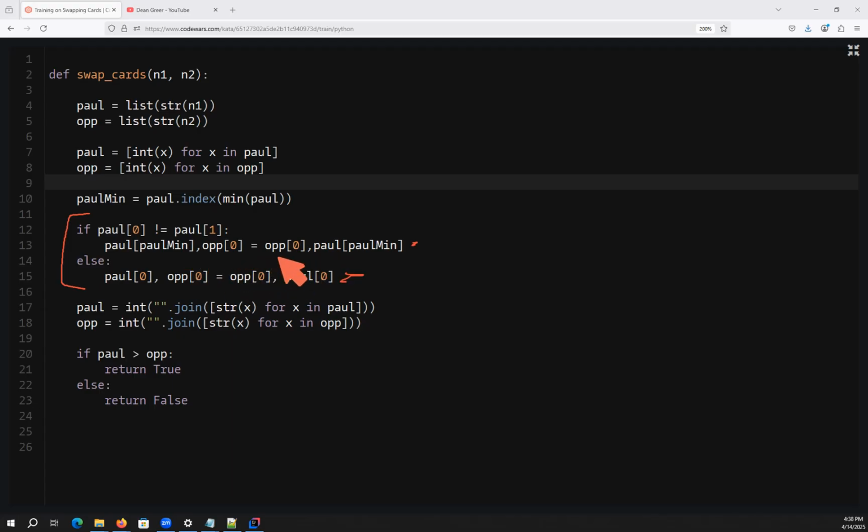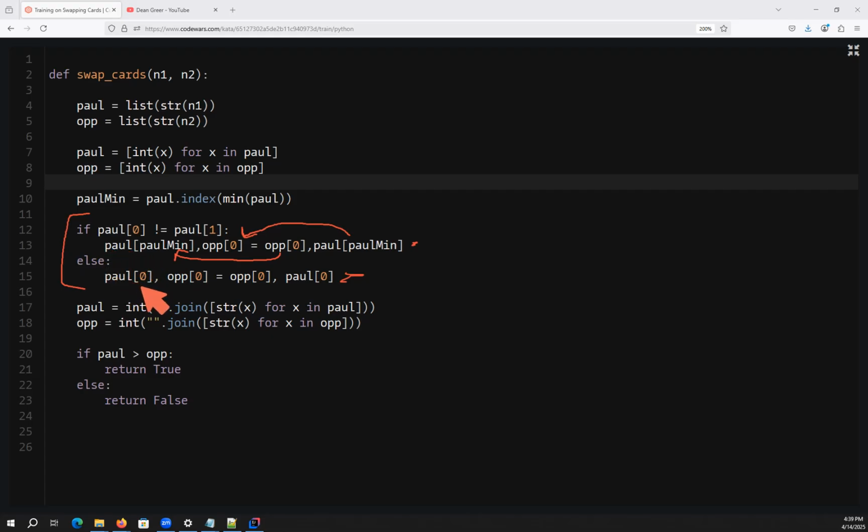And how this ends up being is the opponent's tens is going to go where Paul's minimum is, and then Paul's minimum is going to go into the opponent's tens. You're really just swapping these two values. So what you do is you put the two values in order, and then you reverse the order on the right side, and it'll swap the values. Pretty neat. And that's all there really is to say.